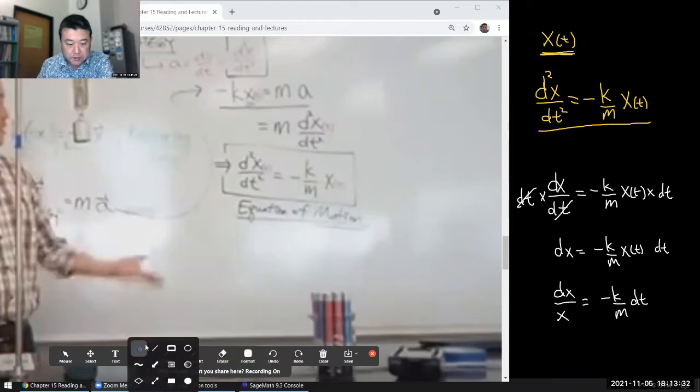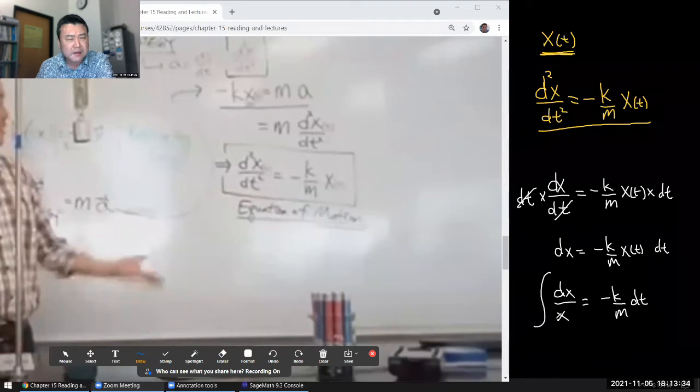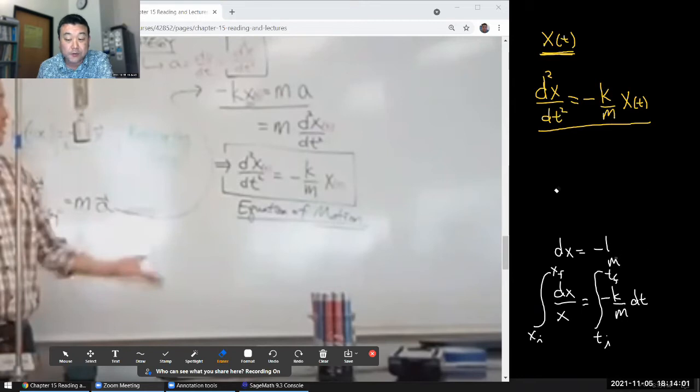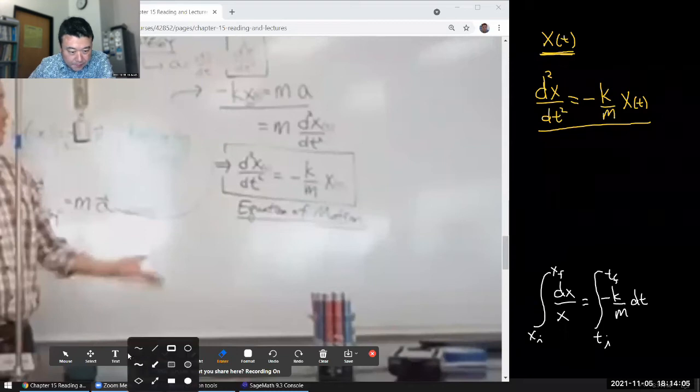Integrating the left-hand side. And I prefer to always do definite integrals like x initial to x final, and the right-hand side will also be from time initial to time final. Doing definite integrals helps you avoid certain mistakes that are easy to make when you don't pay attention, and it has to do with the integration constant. It's the sort of thing that calculus students forget all the time. Let me just move this all up so that I have room for that.